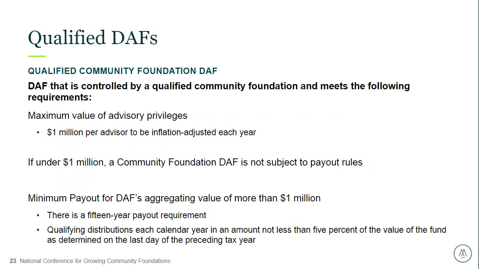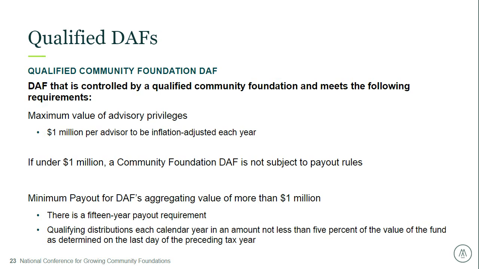Okay, so I'm going to talk a little bit about a qualified community foundation DAF. And it is also a 15-year DAF, but it's a DAF that's controlled by the community foundation if it meets the following requirements. And there's a $1 million cap, and the rules change based on that $1 million cap. So the maximum value of advisory privileges is $1 million per donor advisor. But if under $1 million, then that community foundation donor advised fund is not subject to the payout rules.